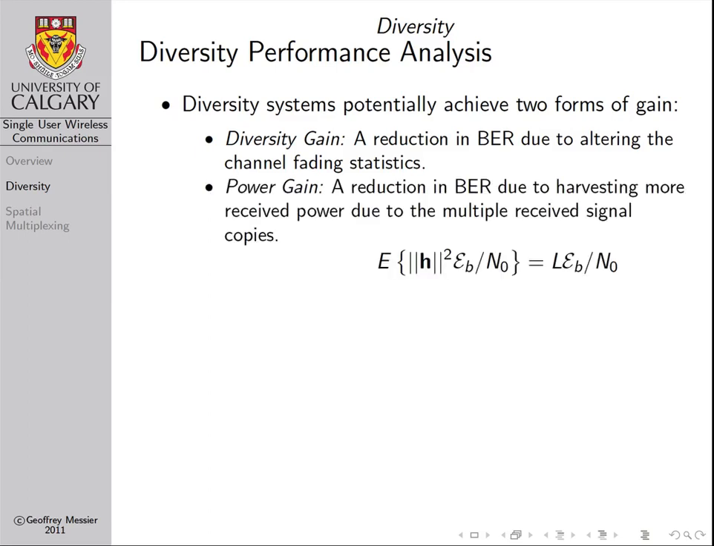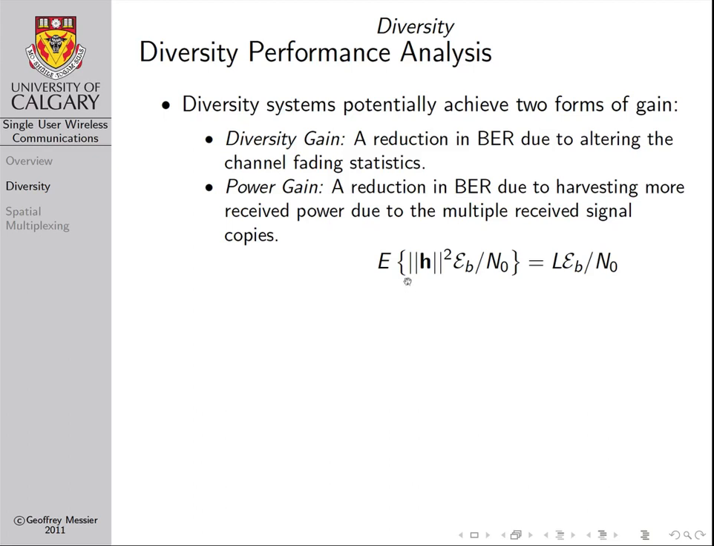The second form of gain, however, from diversity systems is what's known as a power gain. And this is a reduction in bit error rate due simply to harvesting more received power due to the multiple received copies of the transmitted signal.